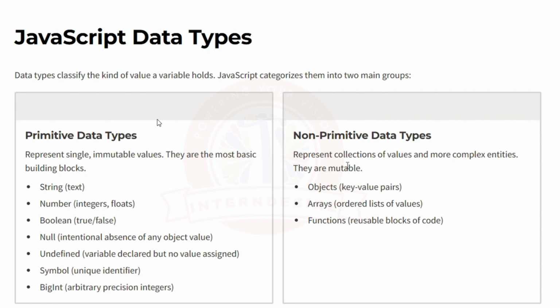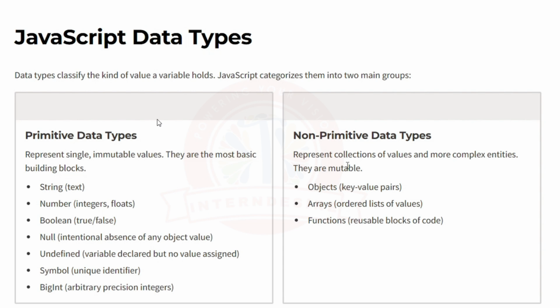Primitive data types include string for text, number for integers and floats, boolean true or false, null, the intentional absence of any object value, undefined, a variable declared but no value assigned, symbol, a unique identifier, and BigInt, arbitrary precision integers. Non-primitive data types represent collections of values and more complex entities; they are mutable.